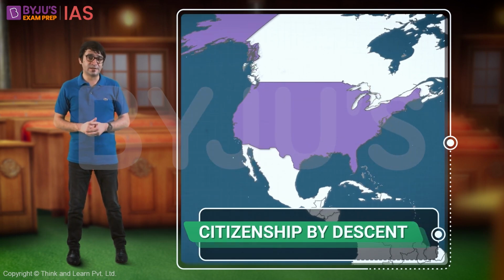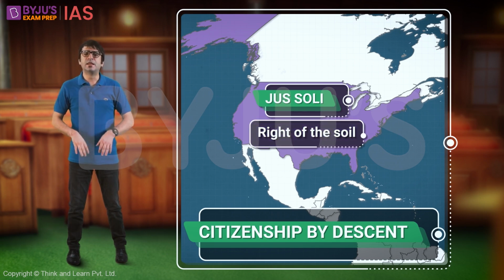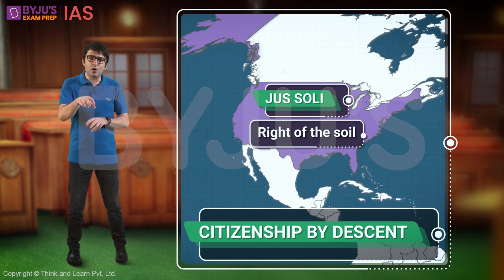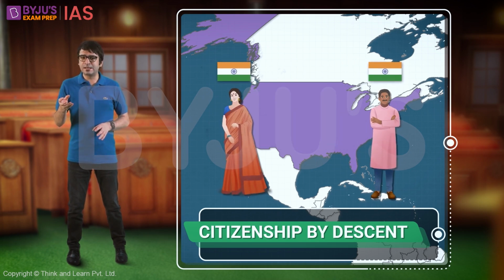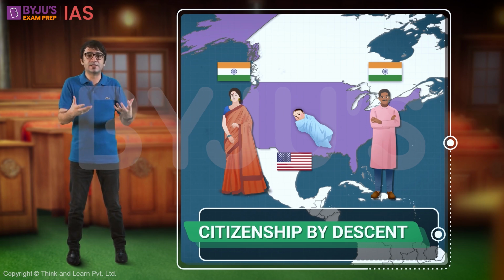But now comes something interesting. United States, what do they follow? Soli, law of the soil. That means regardless of the nationality of your parents, a child born on the soil of United States is a US citizen. Now picture this situation. Indian couple in United States. A child is born. This child is a US citizen. Why? Because they follow Soli, law of the soil. The child born on the soil of United States automatically becomes a US citizen.